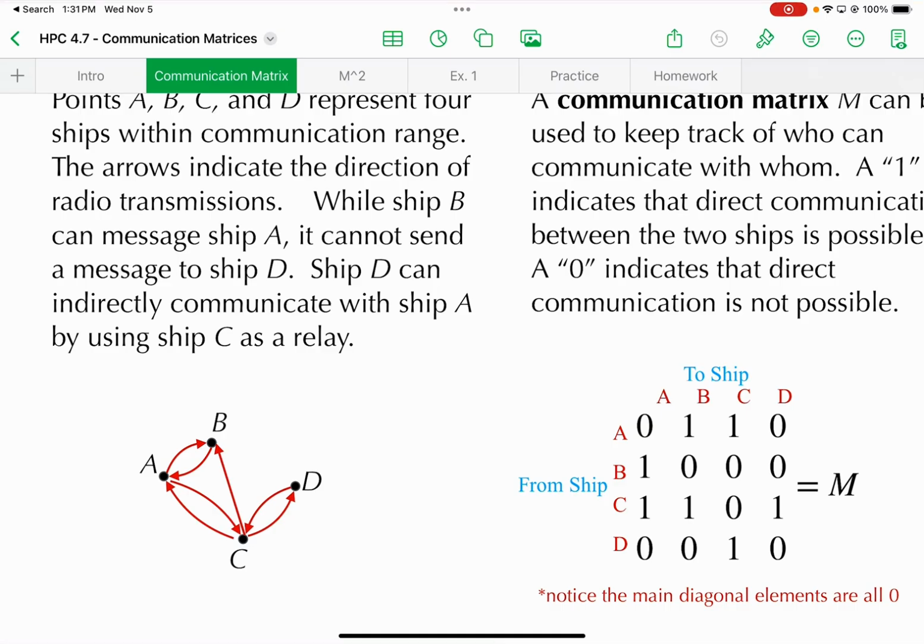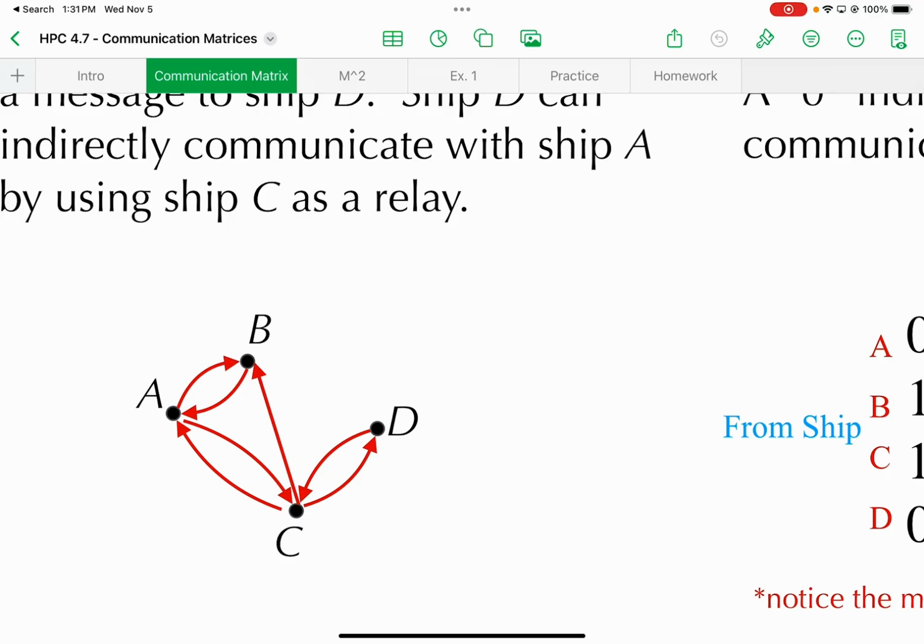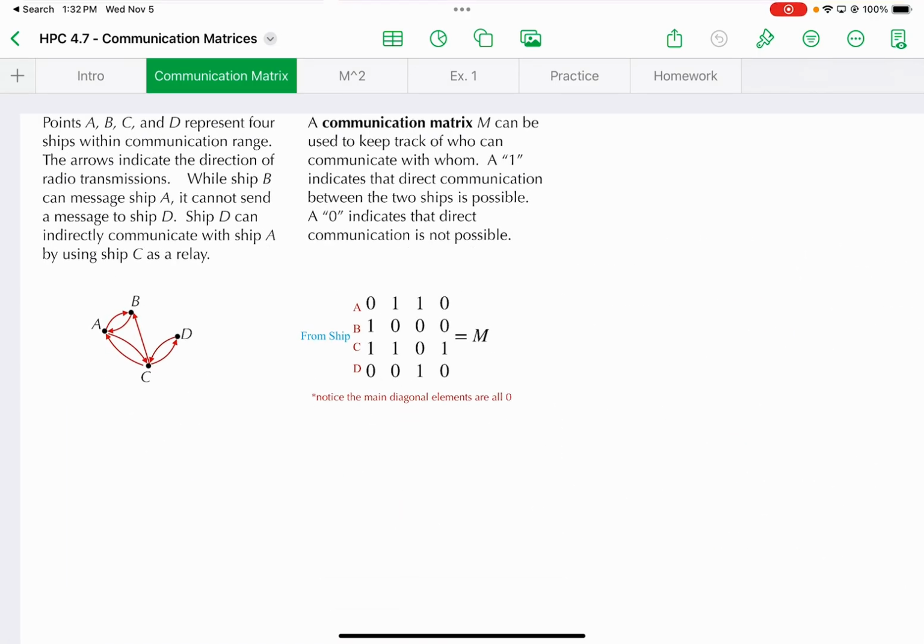Now, ship D can indirectly communicate with ship A, but it has to use ship C as a relay. There's no arrow going from D to A, but D could first send a message to C, and then C can send a message to A. All right, so that's what's going on.